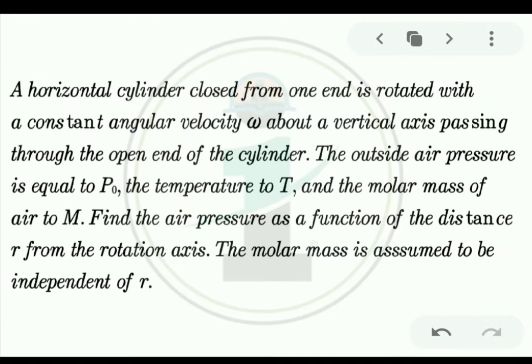The problem tells us a horizontal cylinder closed from one end is rotated with a constant angular velocity omega about a vertical axis passing through the open end of the cylinder. The outside air pressure is equal to P naught, the temperature to T, and the molar mass of air to m. Find the air pressure as a function of the distance r from the rotation axis. The molar mass is assumed to be independent of r. So let's solve the problem.